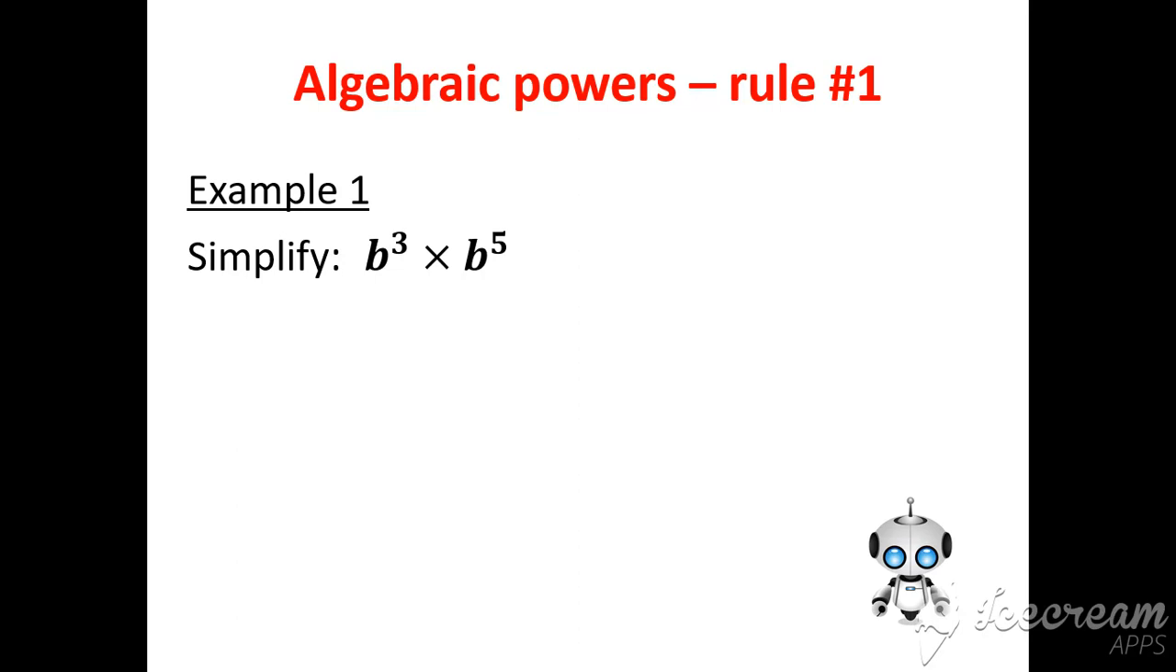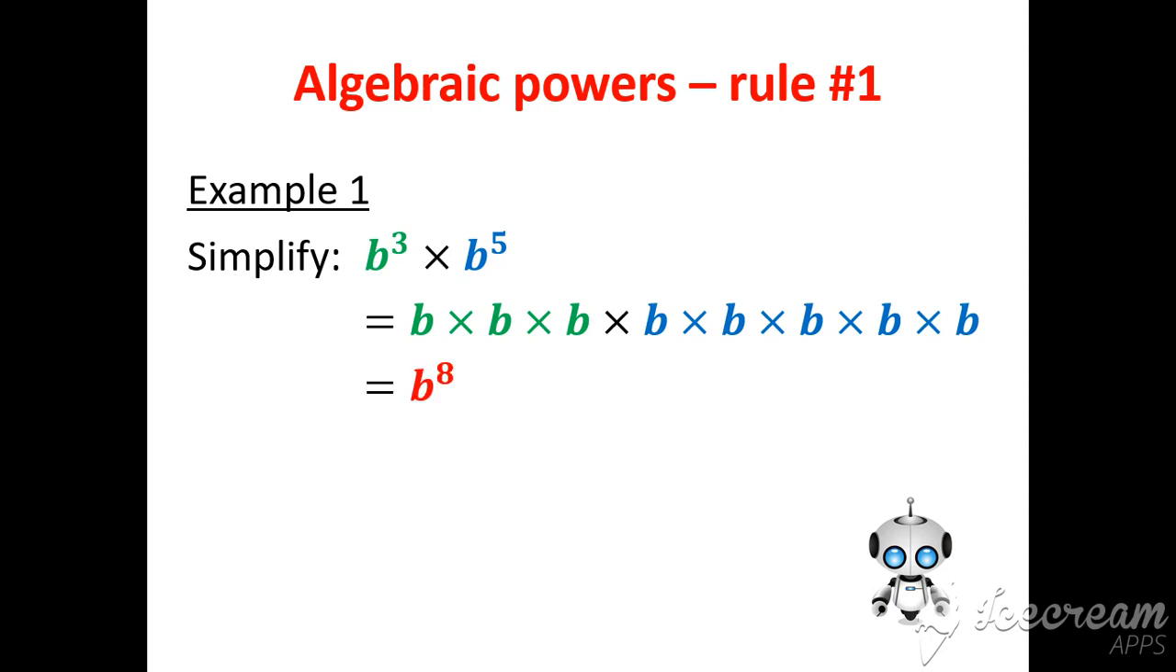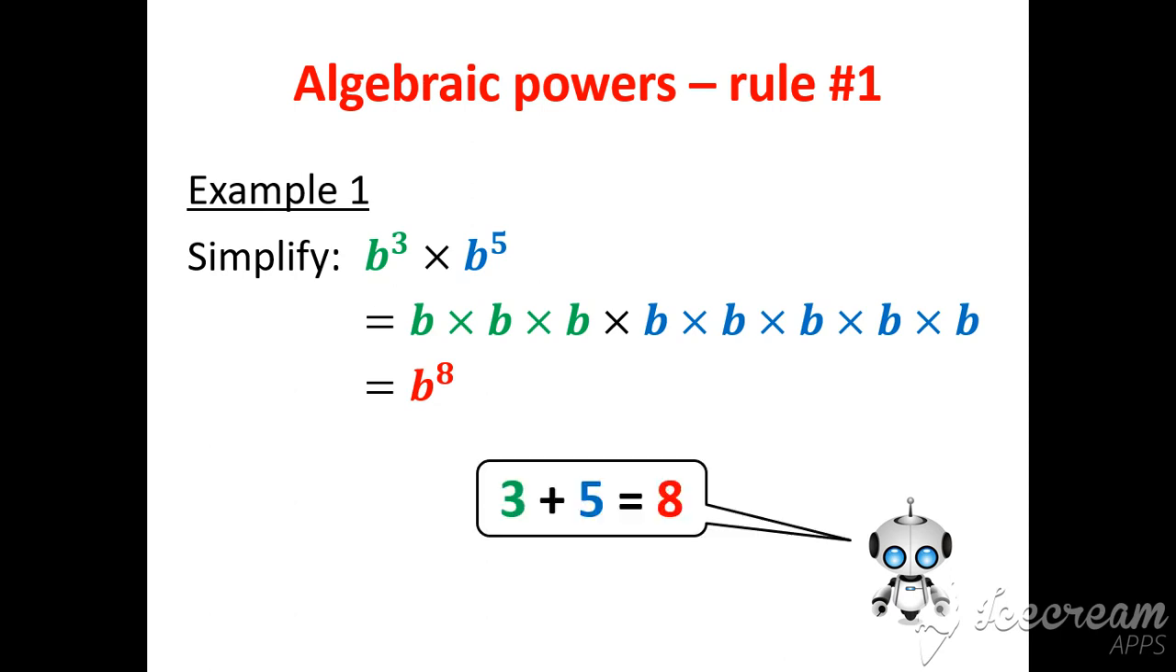So here's our first example. Simplify b cubed times b to the power of 5. Well, b cubed means b times b times b. And we're multiplying that by b to the power of 5, which is b times b times b times b times b. So you can see we have b times b times b times b times b times b times b times b, which is b to the power of 8. I wonder if there's a quicker way of doing that by just going 3 plus 5 is 8.